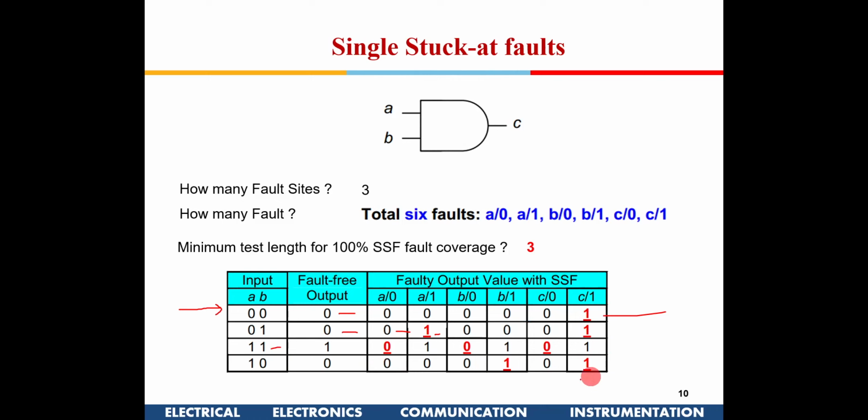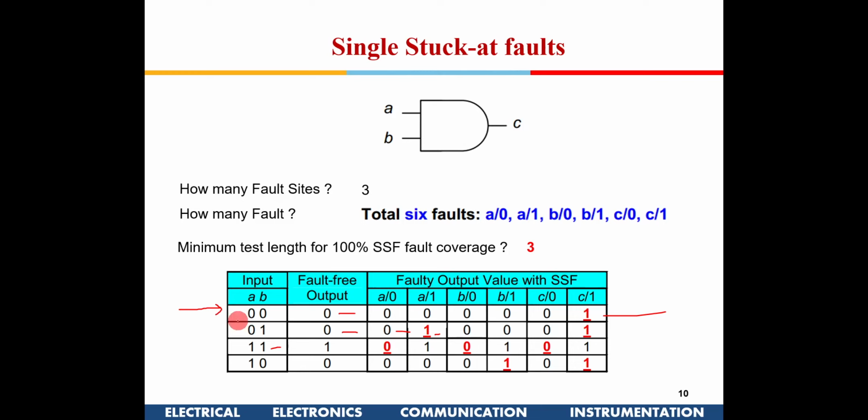Have you understood what this table stands for? These are the input vectors, these are the fault free output values, and these are the outputs with these faults. So if you see here, from this table, how many test vectors are required? What is the test vector which is redundant?